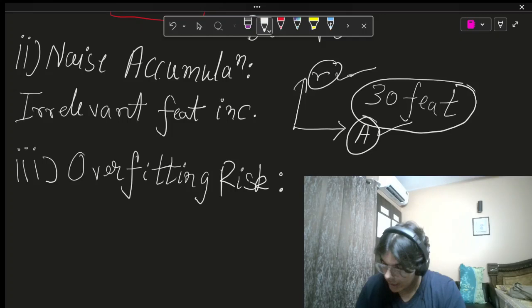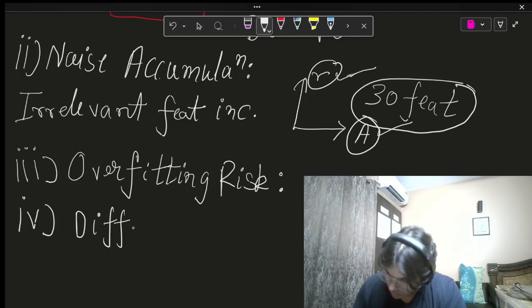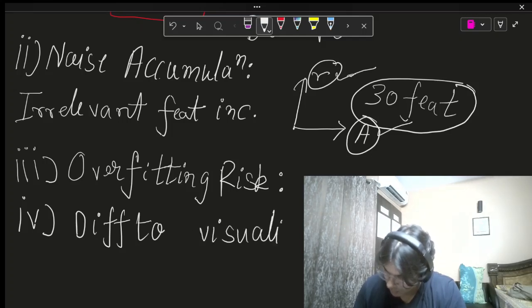Okay, so there is again an overfitting risk. Okay, what is the fourth one? It's very simple. It is difficulty to visualize. Okay, this is the simplest one to understand out of the four.